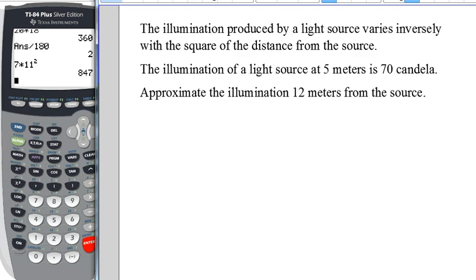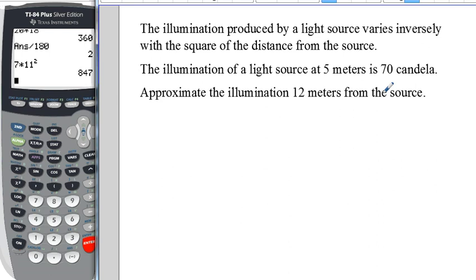All right, let's try another one. Now this next one is in an actual situation. So let's read through it. The illumination produced by a light source varies inversely with the square of the distance from the source. And then we're told the illumination at 5 meters is 70 candela, and we're supposed to find the illumination 12 meters from the source.